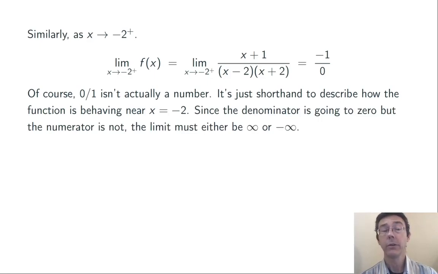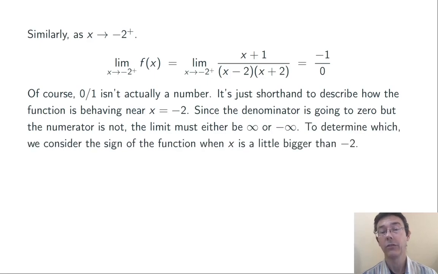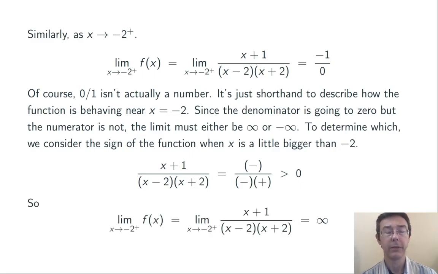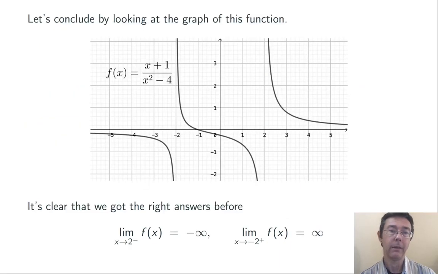Okay, so the denominator is going to 0, but the numerator is not. So the limit is going to have to either be positive infinity or negative infinity. We just need to figure out which by using this logic about whether the numerator and denominator are positive or negative. So x is going to be a little bit bigger than negative 2, and therefore our expression is going to be a negative over a negative times a positive, which overall is going to be positive. Putting this together with the fact that we already know that the limit is either going to be positive or negative infinity, we're able to conclude that the limit is going to be positive infinity.